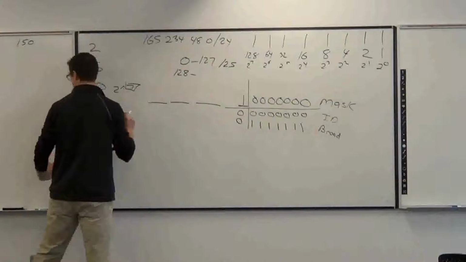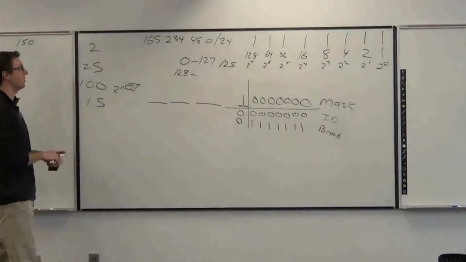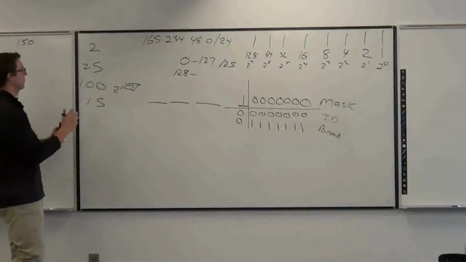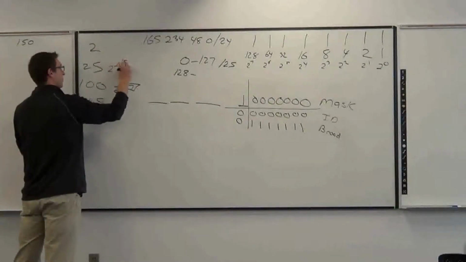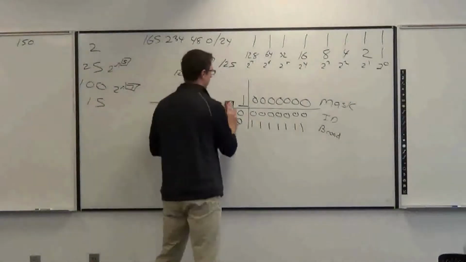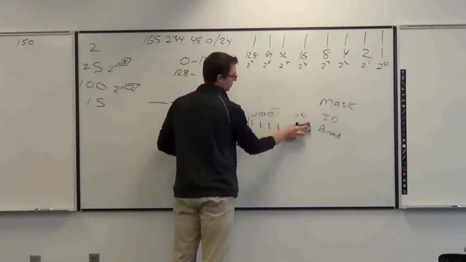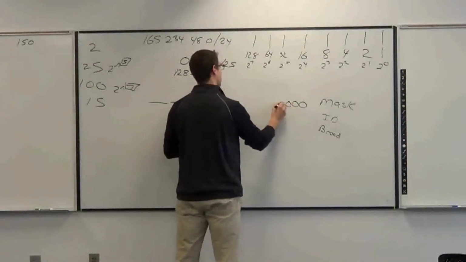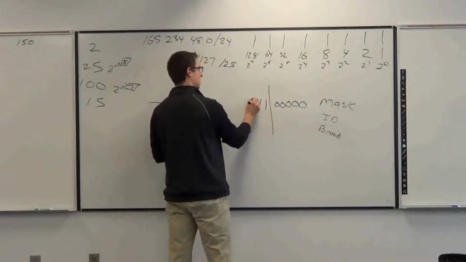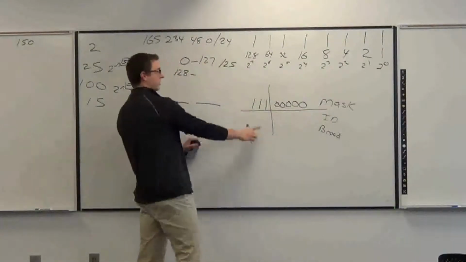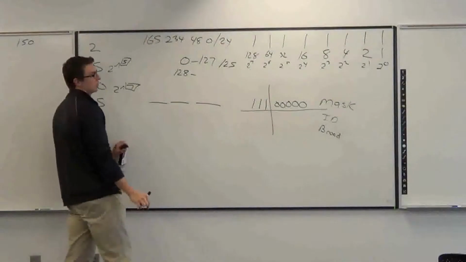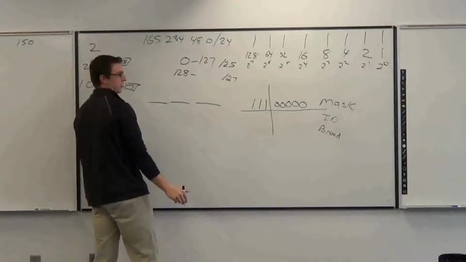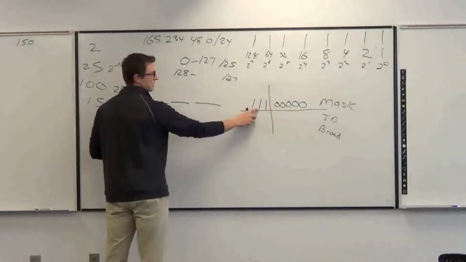I stop and ask myself, what's my next highest host requirement? 25. 2 to what power for 25? 2 to the 5th. That 5 tells me I have 5 zeros right-hand side: 1, 2, 3, 4, 5, 6, 7, 8. So my new subnet mask, I can already tell, is going to be a /27. There's my 25th, my 26th, and my 27th one.